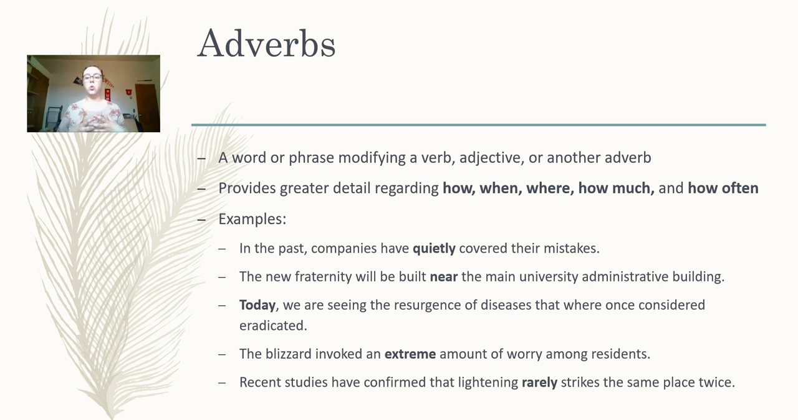By using the word rarely as opposed to something like often, we can see how rarely omits worry or alleviates worry regarding a topic, whereas something like often might increase concern. So if we were to say recent studies have confirmed that lightning often strikes the same place twice, your reader is then going to have a different understanding of the likelihood of lightning striking the same place twice, as opposed to if you were to say recent studies have confirmed that lightning rarely strikes the same place twice.